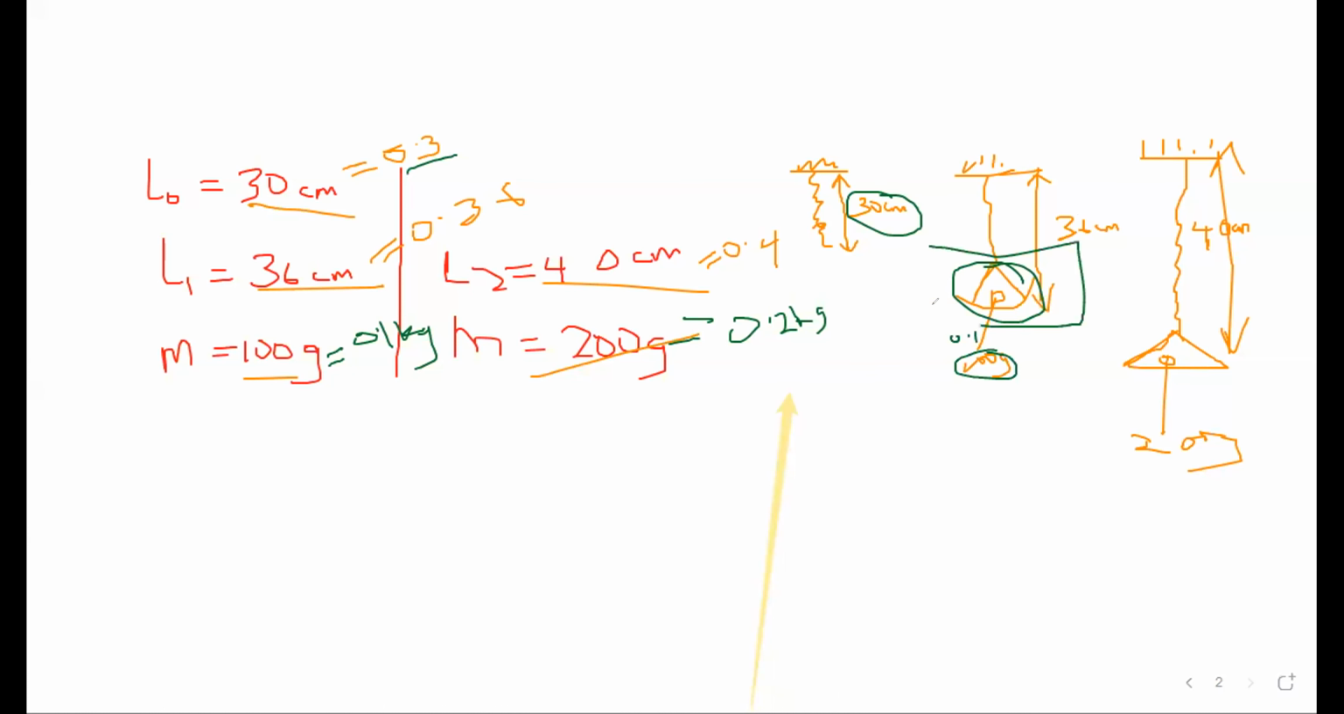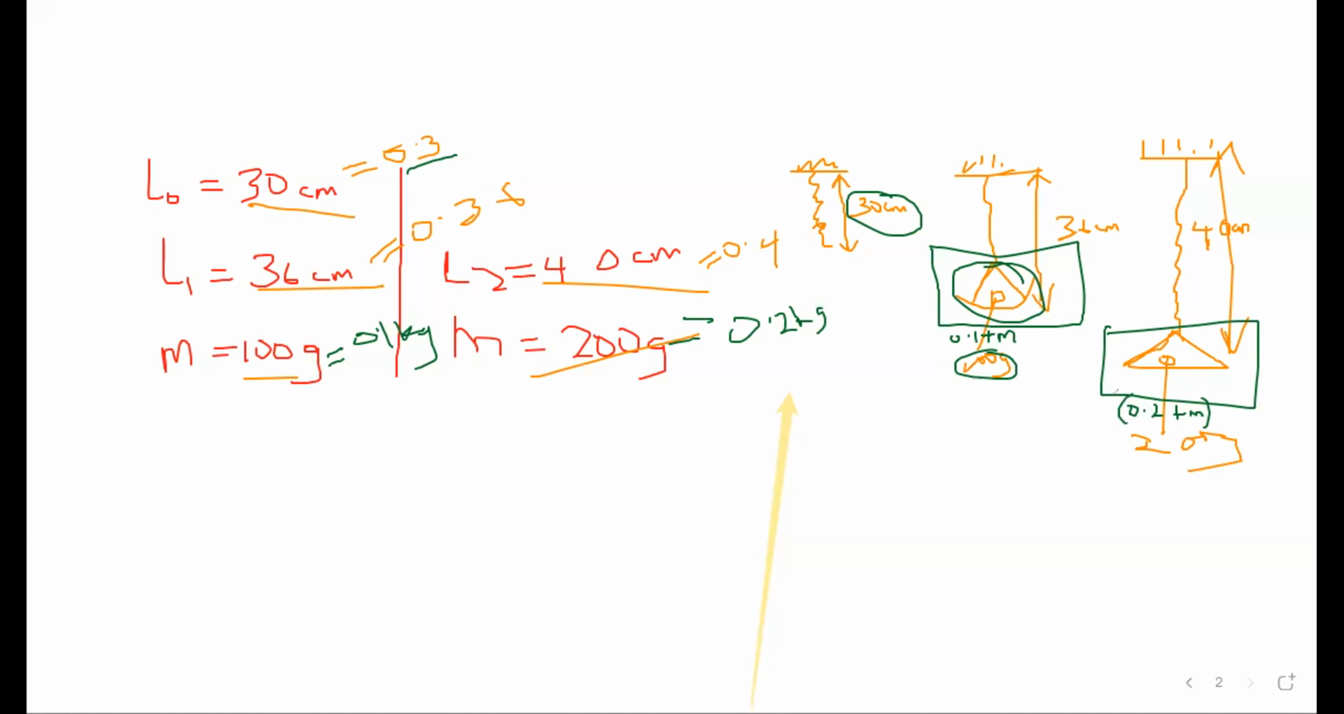The whole thing here, the mass and the scale pan, I'm going to call the mass of the scale pan M, what they want us to determine, such that what is here in the box is 0.1 plus M, where M is the mass of the scale pan. And what is here is 0.2 plus M, because now we are getting the mass of the load and the scale pan itself.